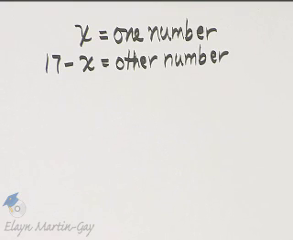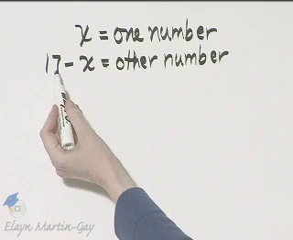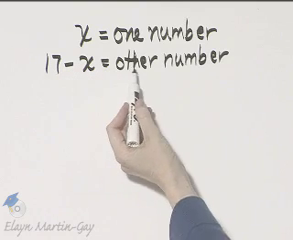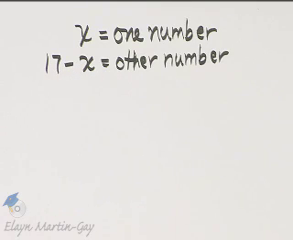Make sure you read and reread so you can understand the problem. I let x represent one number. Since the sum of the two numbers is 17, the other number must be 17 minus x. So that's how I represented my other number.